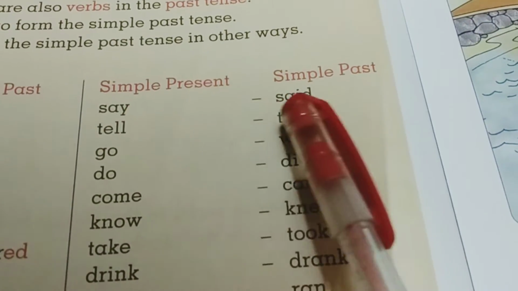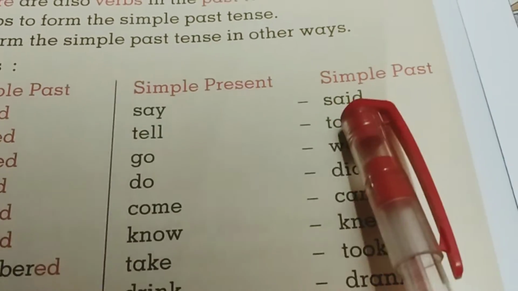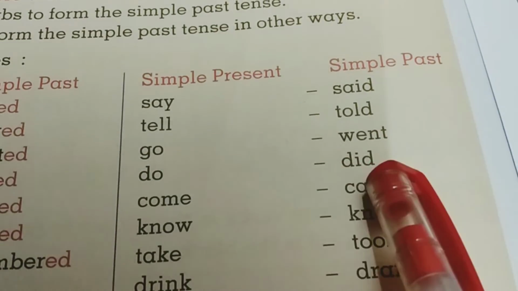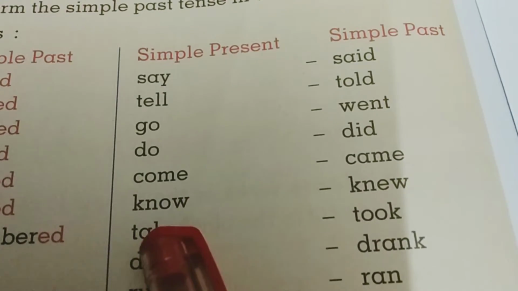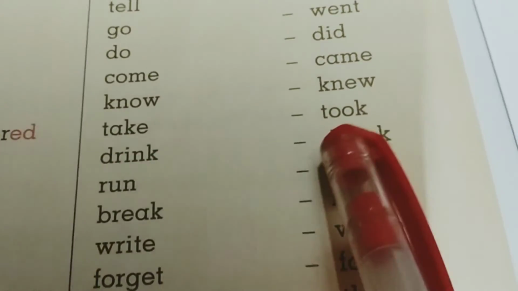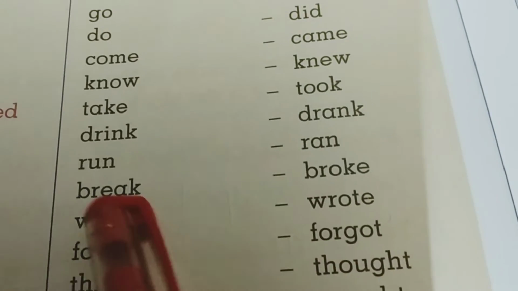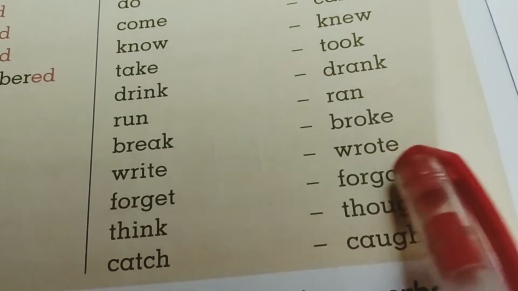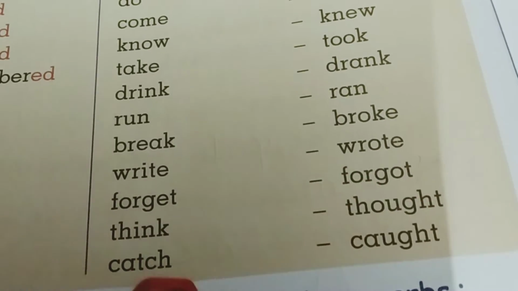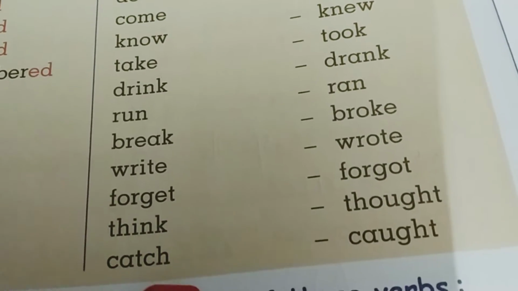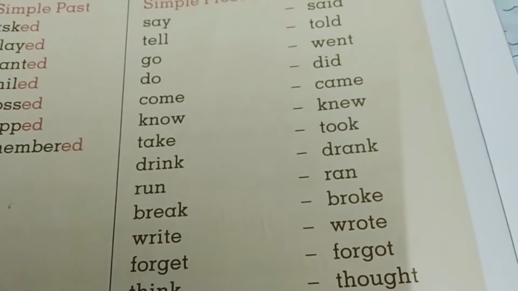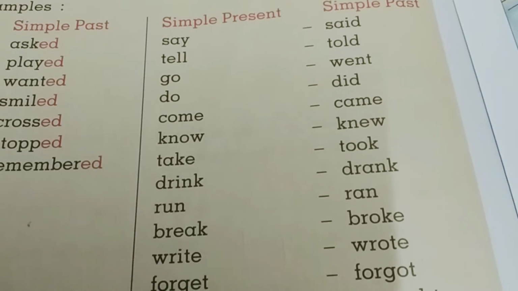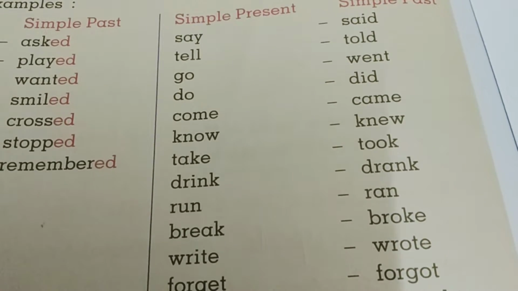This is the simple present. This is the simple past tense. Say, said. Tell, told. Go, went. Do, did. Come, came. Know, knew. Take, took. Drink, drank. Run, ran. Break, broke. Write, wrote. Forget, forgot. Think, thought. Catch, caught. These are the irregular verbs. Irregular past verbs. Okay?